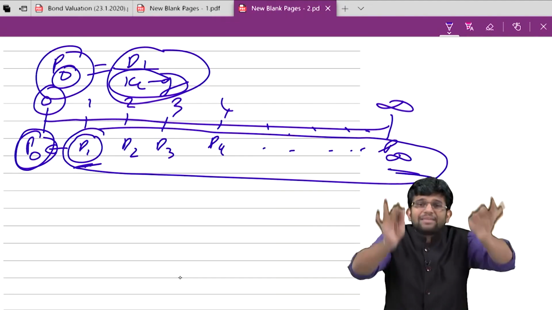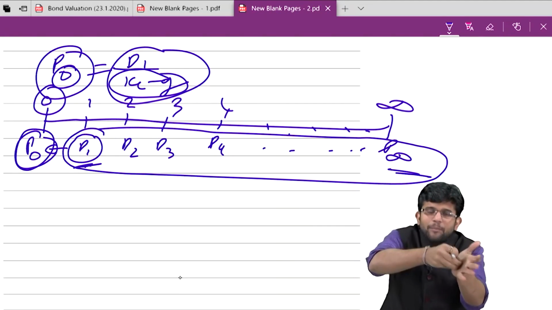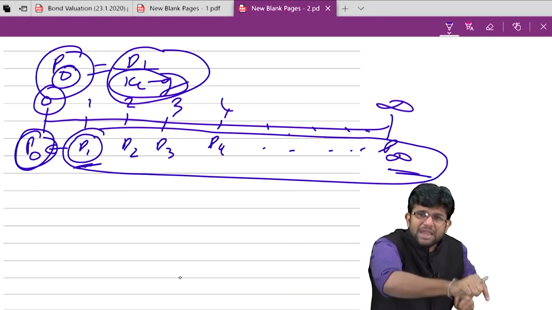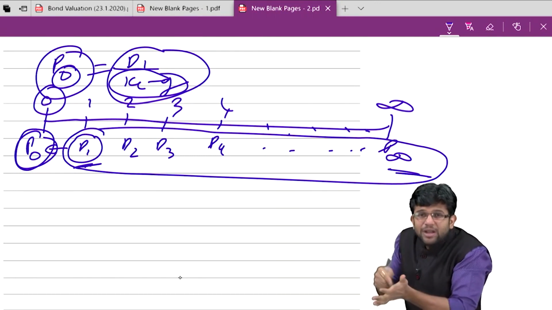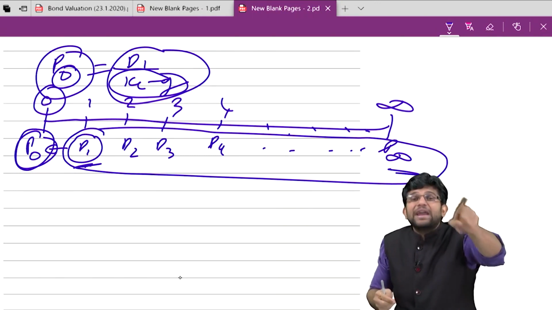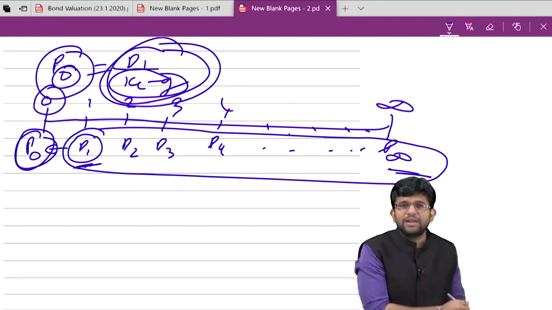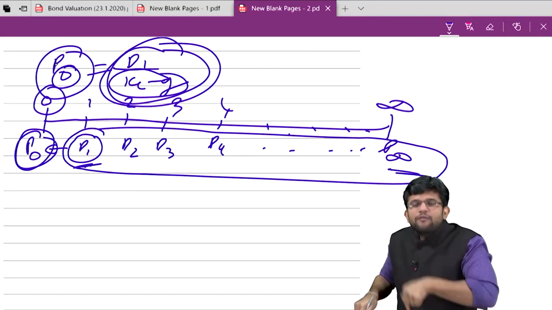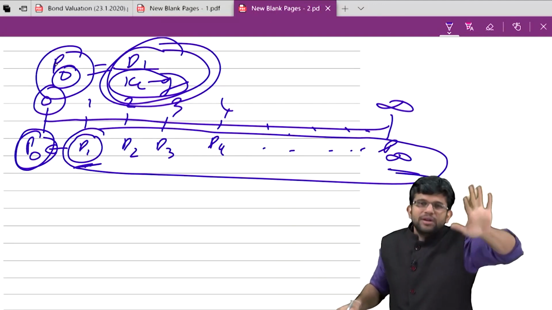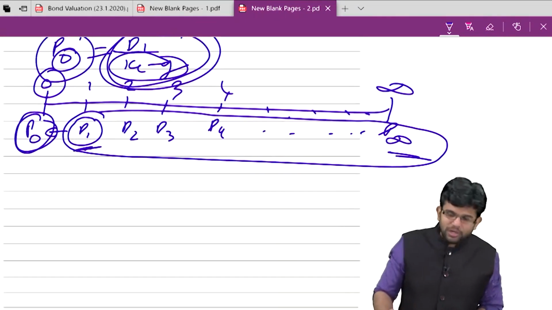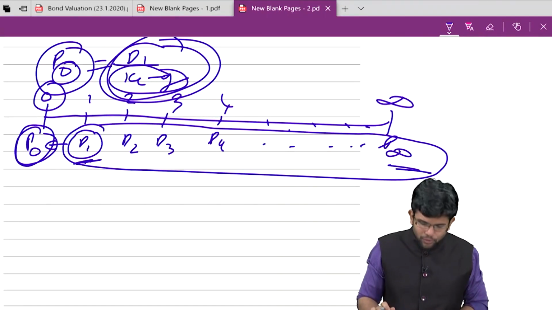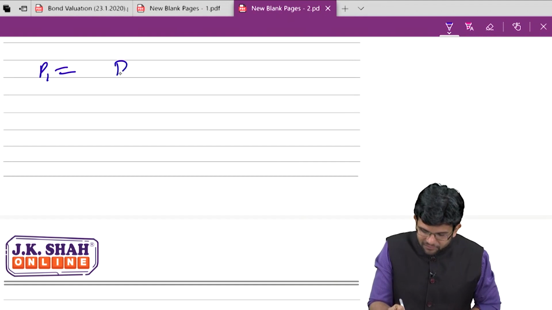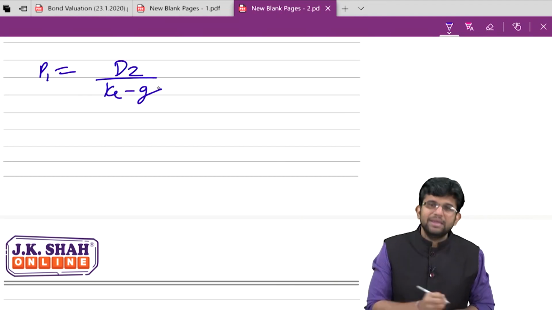What does that mean? Mathematically speaking, D1 upon KE minus G is the present value of all future cash inflows from D1 to D eternity discounted as on end of year 0. And financially speaking, D1 upon KE minus G is what I am ready to max pay at end of year 0 for future cash inflows, that is D1 to D eternity. Everybody understands till here? Now children, if P0 is equal to D1 upon KE minus G, tell me what will P1 be equal to. Obviously P1 will be equal to D2 upon Ke minus G.